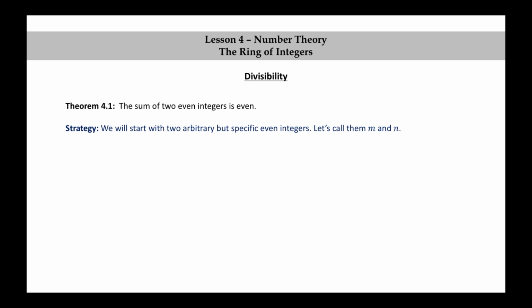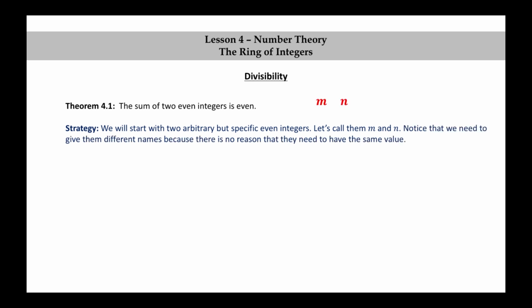We will start with two arbitrary but specific even integers. Let's call them m and n. Notice that we need to give them different names because there's no reason that they need to have the same value. When we try to add m and n, we get m plus n. Why should m plus n represent an even integer?